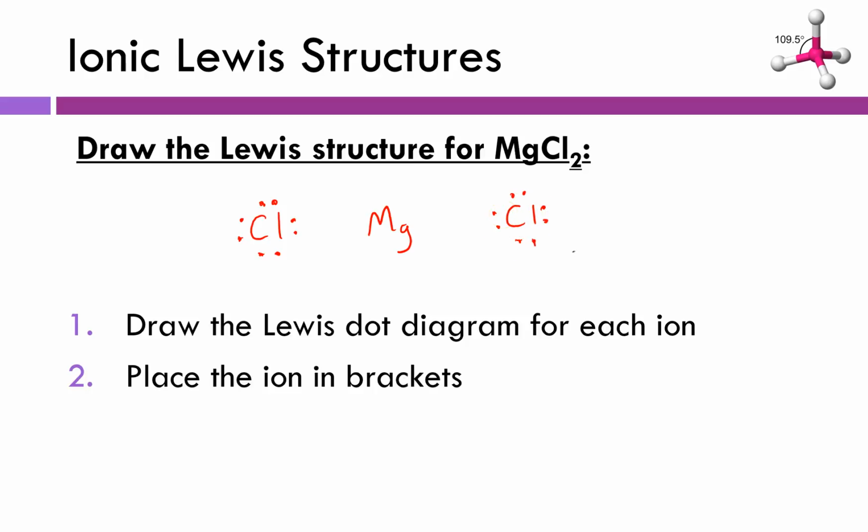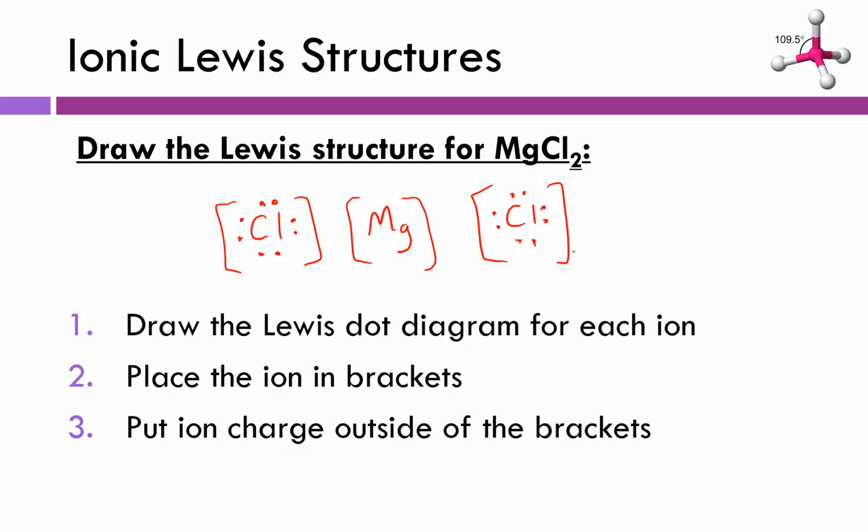All right. Up next, I place the ion in brackets. So basically, we use square brackets. And this is just going to kind of keep everything organized. It can get really messy with all those dots all over the place. And we put the charge of the ion outside of the brackets.